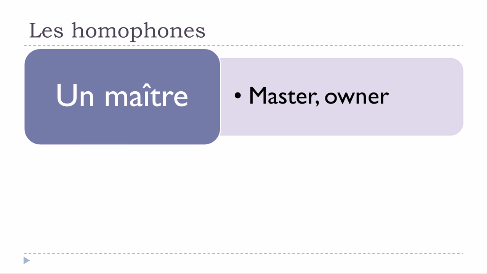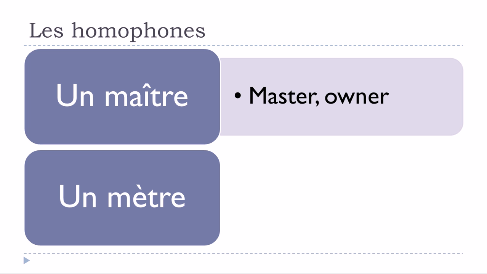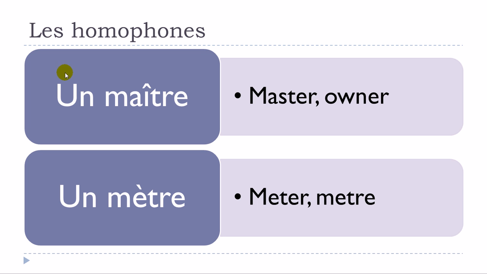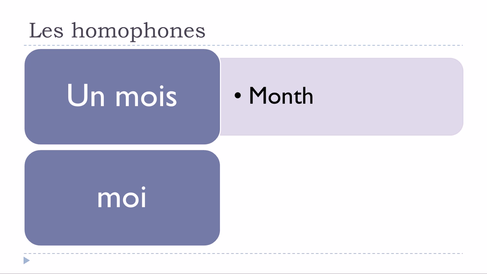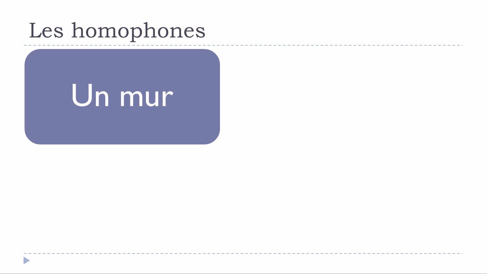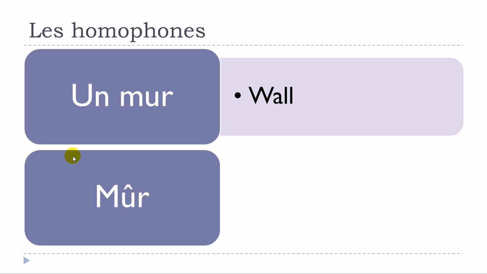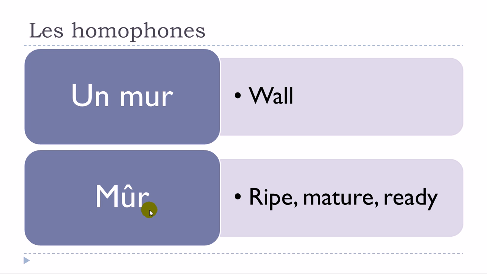Un maître, and so you will have the translation here. Un mètre, and then un mètre as well. Okay, so un mètre and un mètre, same pronunciation. Un mois, and then moi, me. Okay, so un mois and moi. Un mur, and the adjective mûr. Okay, so un mur and mûr.